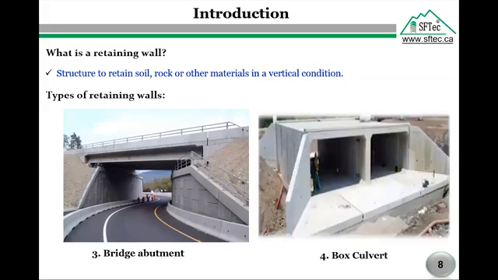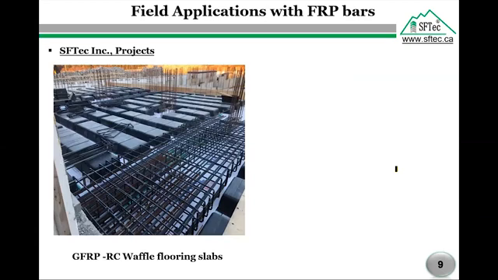Number four, box culvert. This one acts as a closed rigid frame consisting of single or multiple cells. It resists lateral pressure of earth and vehicle loads. Now I would like to shed light on our field applications.